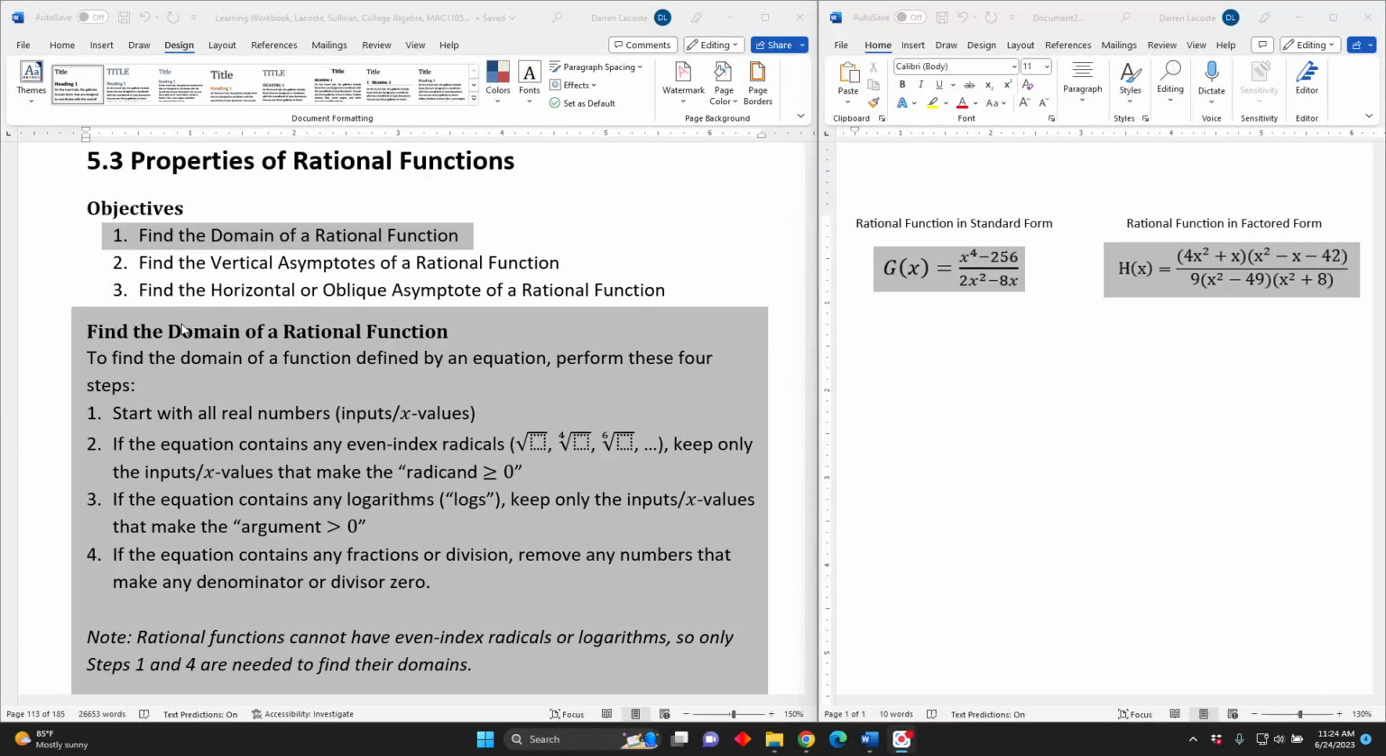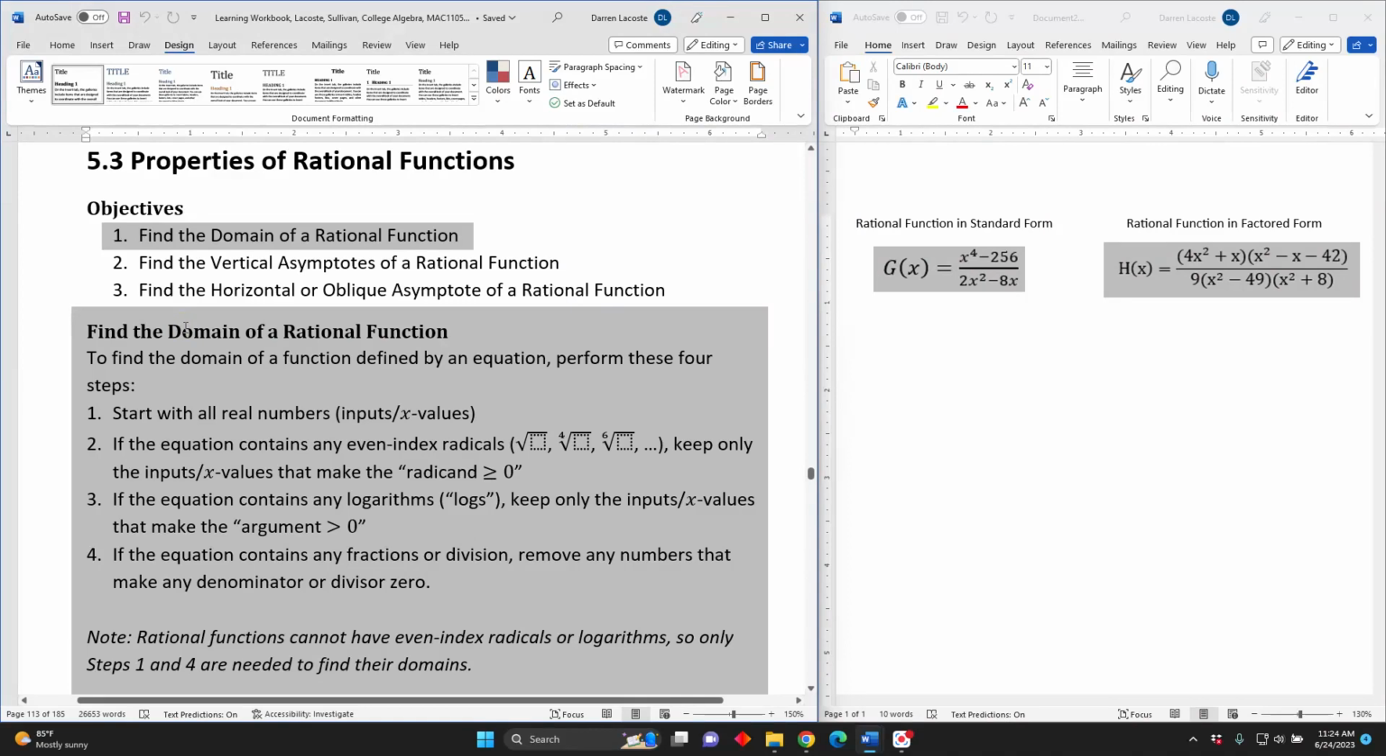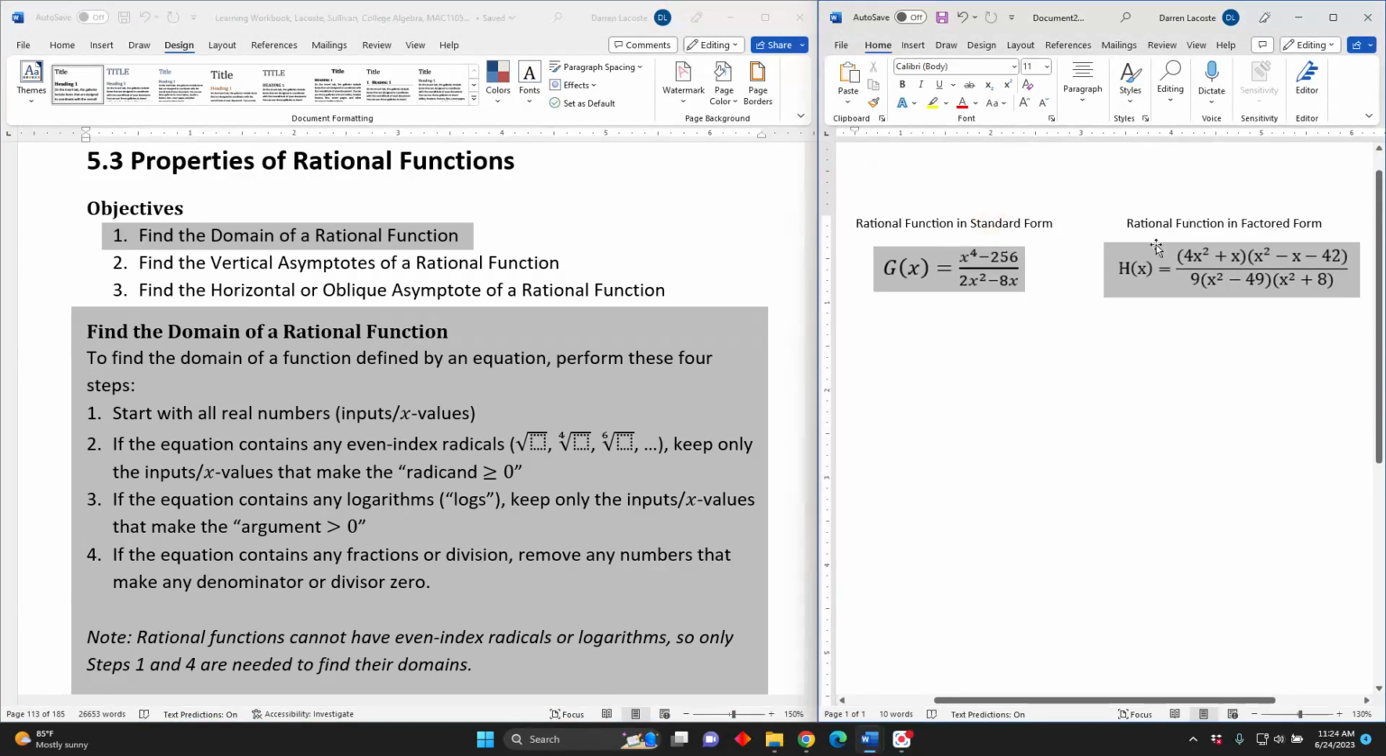The topic of this video is finding the domain of a rational function. Rational functions consist of one polynomial divided by another polynomial. They come in two acceptable forms, standard form and factored form.